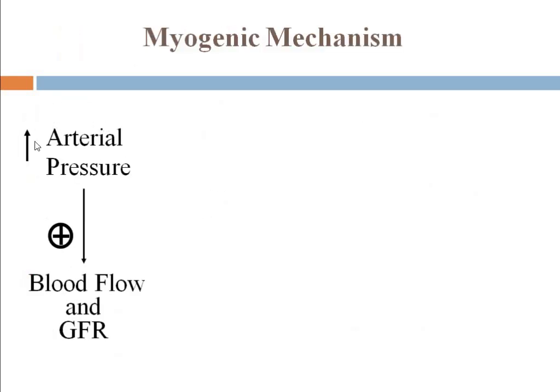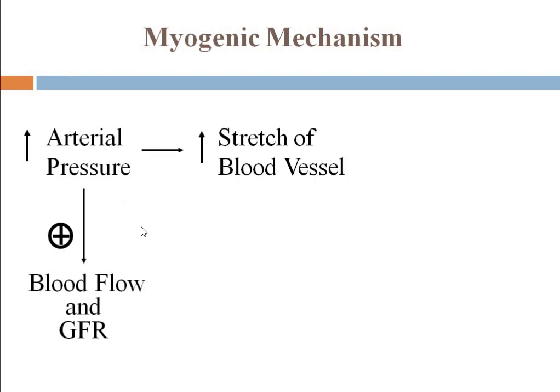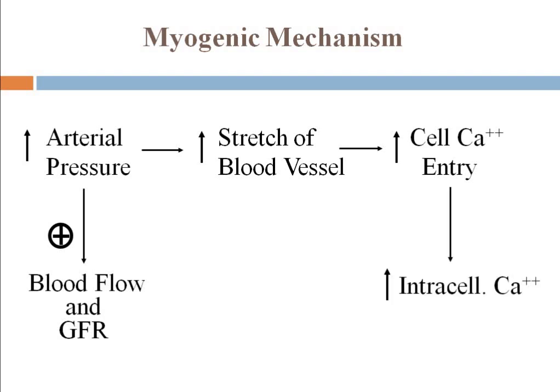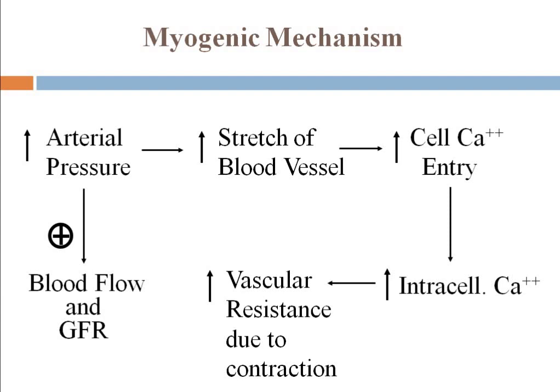This is the same thing which is explained here. When the arterial pressure is increased, there will be increased blood flow and GFR. So increased arterial pressure is going to stretch the blood vessels. There will be increased entry of calcium into the cells. Increased intracellular calcium causes increased vascular resistance because it leads to contraction of the blood vessels, and this is going to inhibit the change in blood flow and GFR.